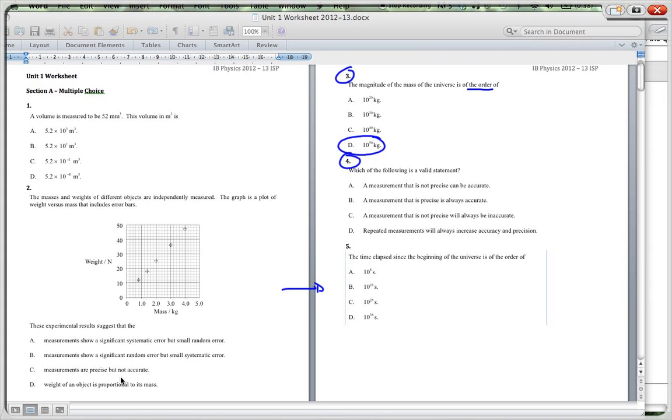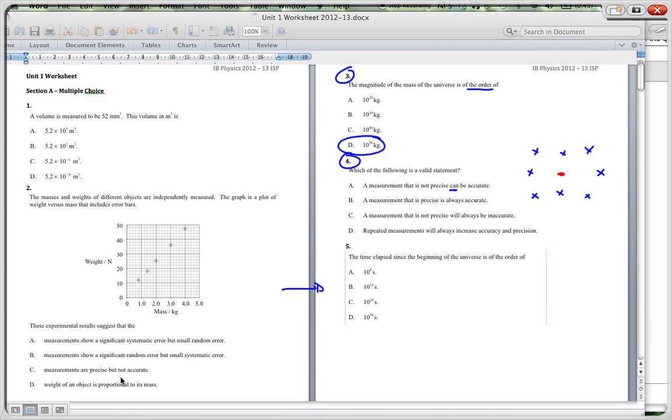Question 4, which of the following is a valid statement? We have a measurement that is not precise can be accurate. Can be, so there's a possibility. So you may have, this is your value, and you may have all your values there like that. But when you take the average of them, you get it pretty much accurate results, but they are not precise because they are spread out.